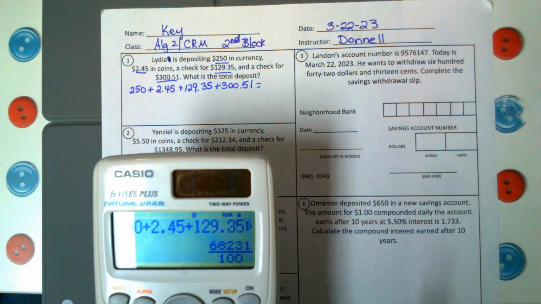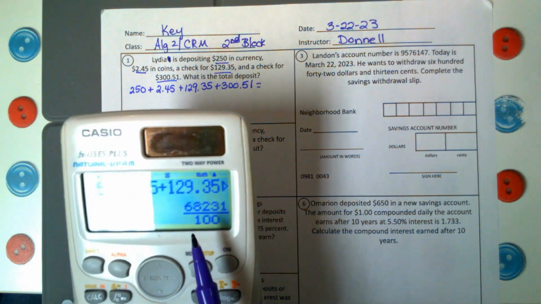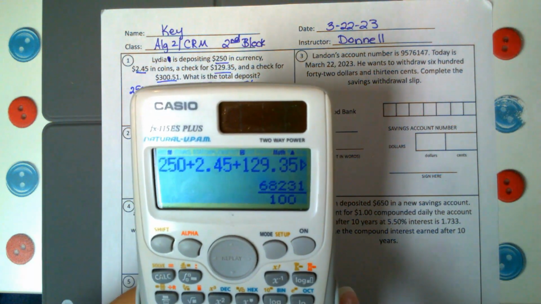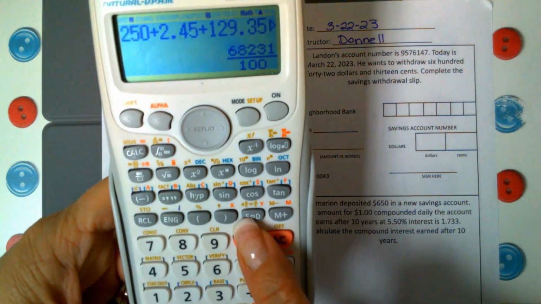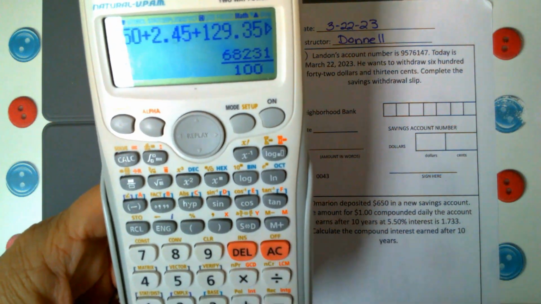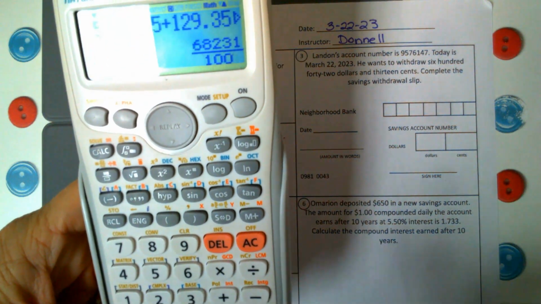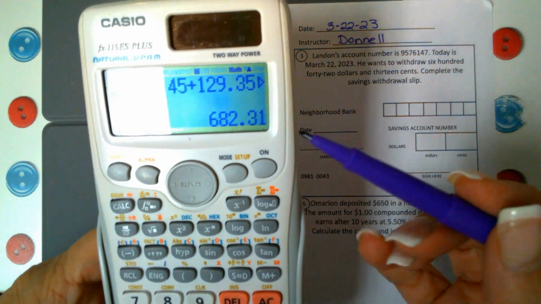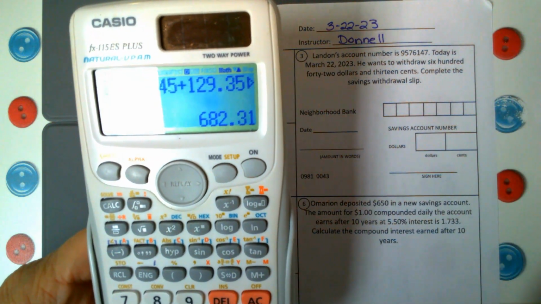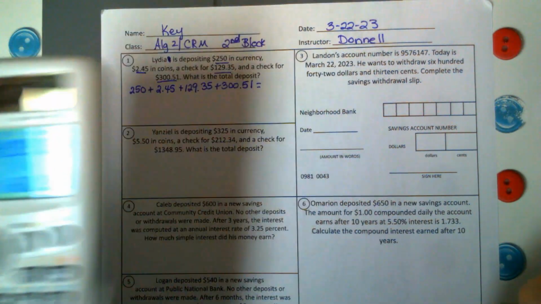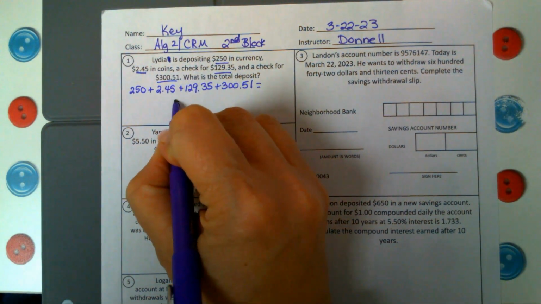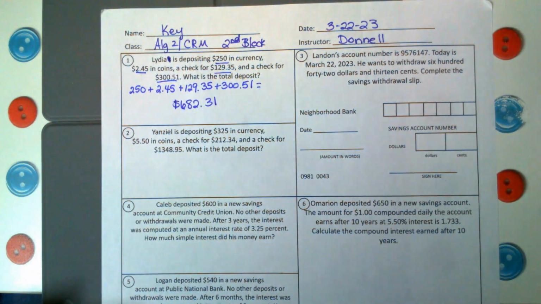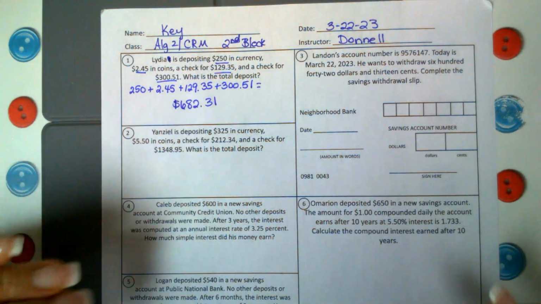Okay, so on my calculator, I got this big fraction. I know I've probably told you this before, but if you get a big fraction and we need money, then we're just going to hit that SD button right there. You might have one that says FD. That's in kind of the same area, but when you push that button right there, that's going to change to $682.31. So I'm going to write that, $682.31. Done. Okay. These numbers are kind of weird.